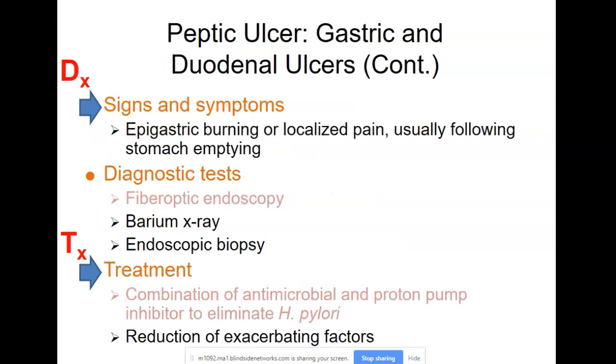So some signs and symptoms would be burning. You're going to get a radiating pain, and it typically will happen after a meal, as the stomach contents are emptying and going from the stomach to the duodenum. Some diagnostic tests would be a fiber optic endoscopy. That's the one that goes through your mouth and goes down and looks around with a camera. The barium X-ray is what I was talking about before. It's the radiography with the marker that you can take.